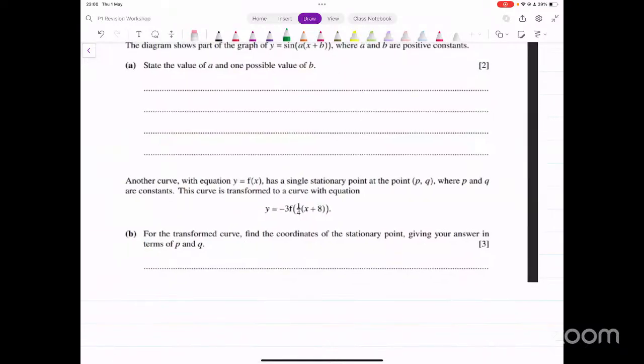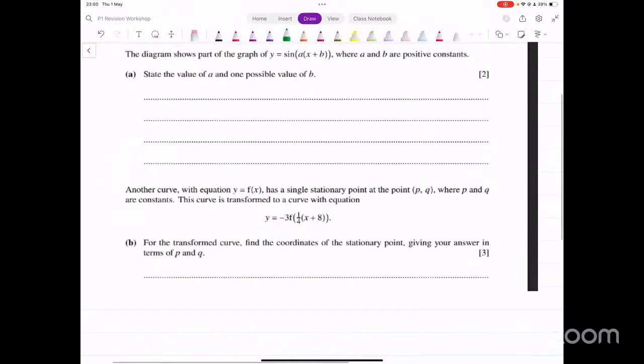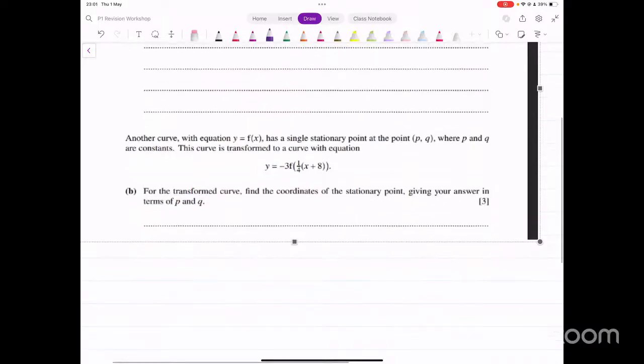Another curve with equation y equals f of x has a single stationary point at the point PQ. This curve is transformed to a curve with this equation. For the transformed curve, find the coordinates of the stationary point, giving an answer in terms of P and Q. Okay, now how do we think about this? What transformations are happening here?